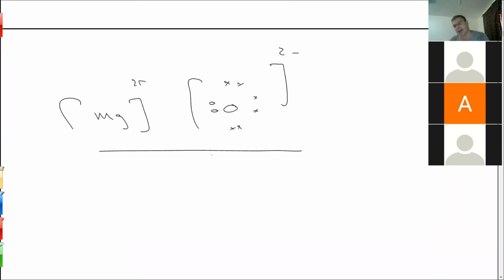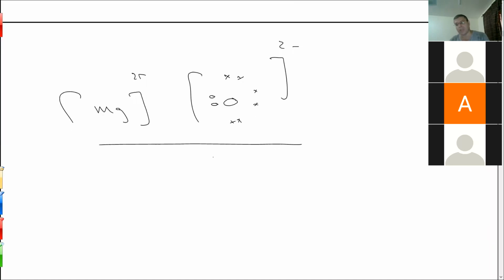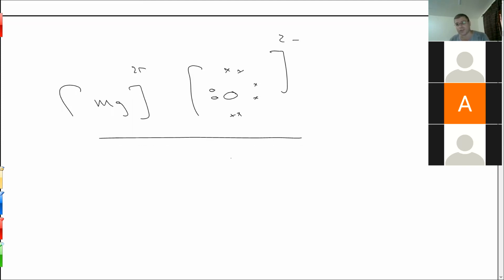So I'm going to repeat it back. What's the meaning of the word ionic bond? Electrostatic attraction force between oppositely charged ions. How is this bond formed? By transfer of electrons from the metal to the non-metal.